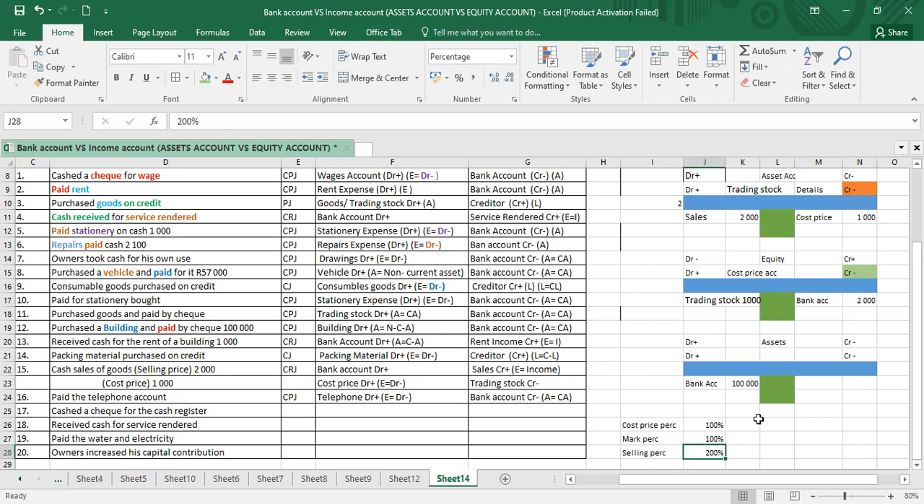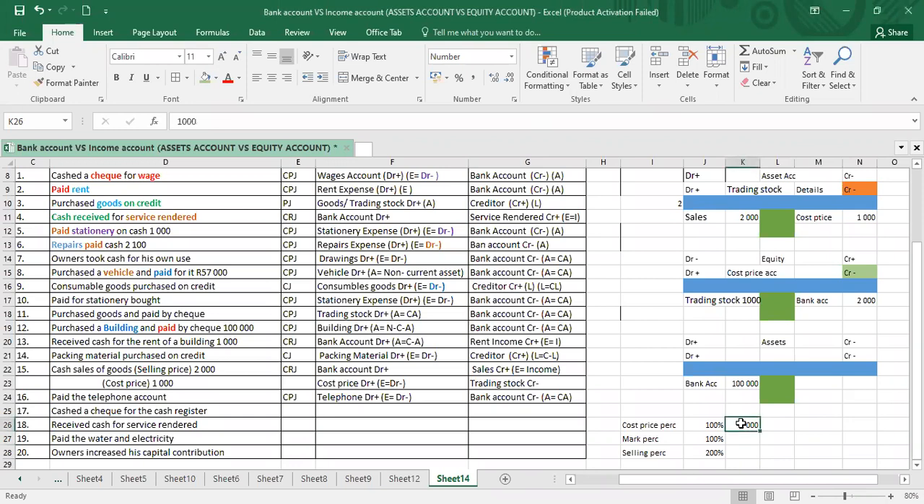So let us take our markup. Our cost price is how much? 1,000 rand in value. So the amount is 1,000 rand. This cost price emphasizes that when we bought stock from other businesses, the stock cost us 1,000 rand. So it came into our business shelves with a value of 1,000 rand.